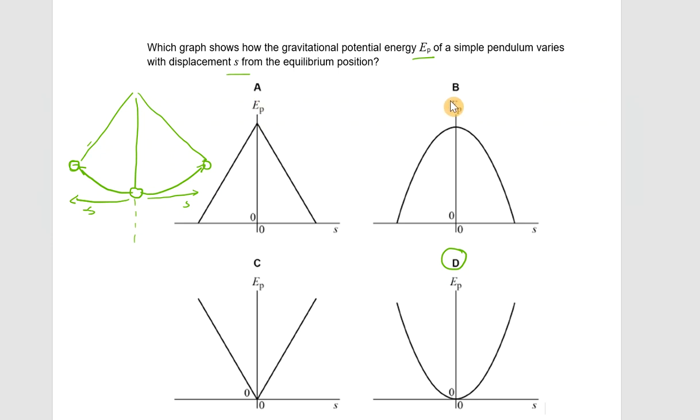So A and B can't be correct because they show the maximum potential energy at the rest position, which is when it has no gravitational potential energy. So it's C or D. Well, the shape of the curve you need is D, which is correct.